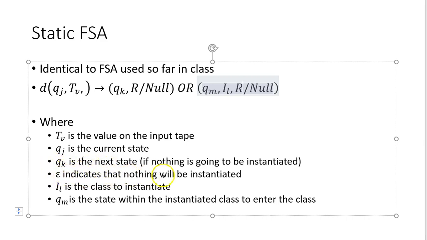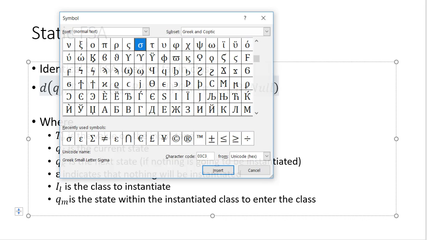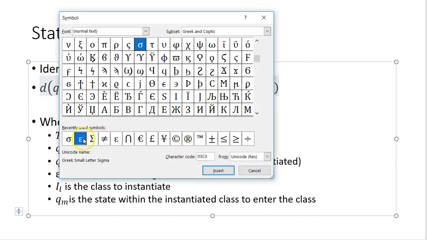Epsilon, which I took out, indicates that nothing will be instantiated. I was trying to make these look equivalent. That's why I put the epsilon there. Maybe I shouldn't have taken it out because I kind of like that. So I'll stick it back in there. Epsilon.